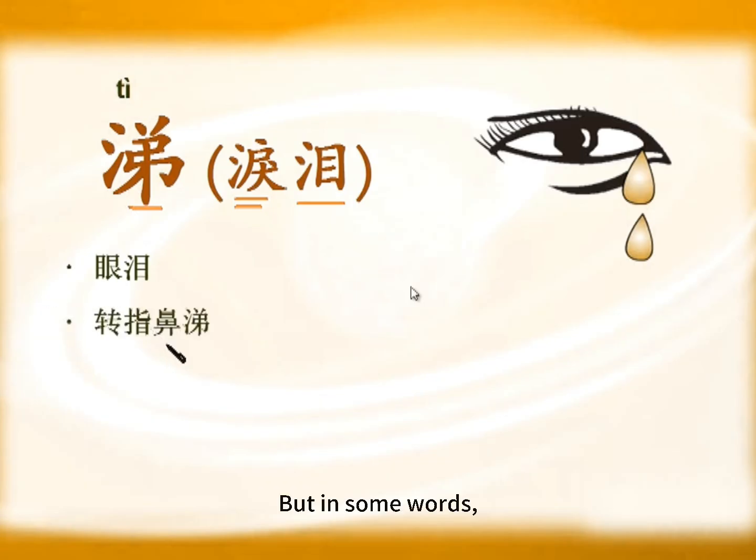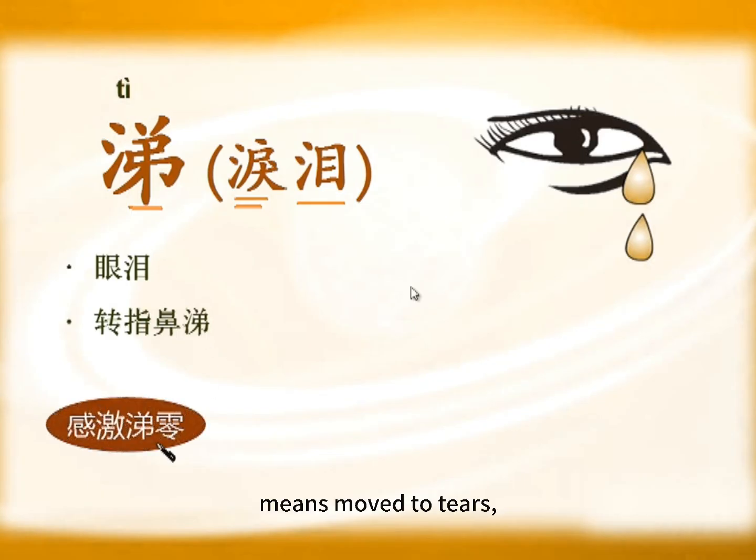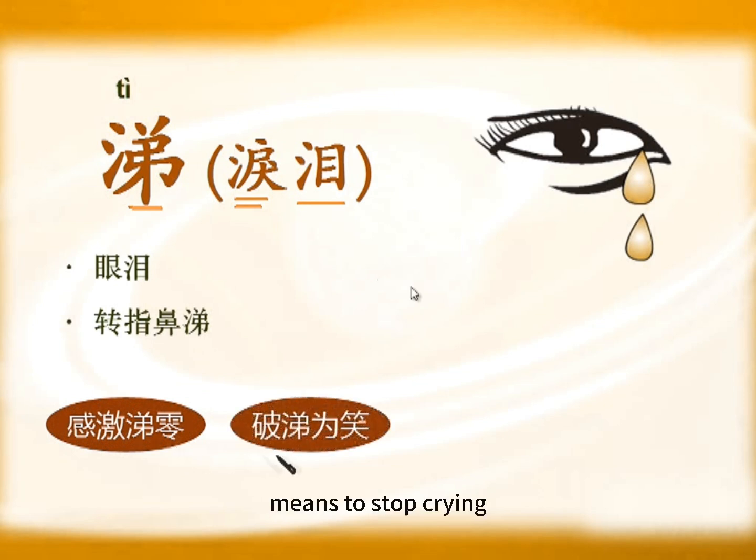But in some words, 涕 still retains its meaning of tears. E.g., 感激涕零 means moved to tears. Not moved to runny nose. Also, 破涕为笑 means to stop crying and start laughing. 涕 here also means tears.